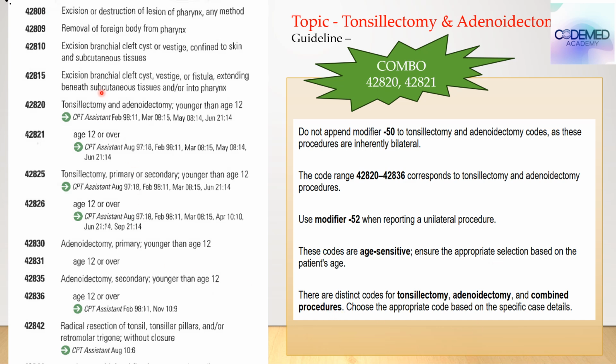Now, if you see all these codes, there are codes only for the tonsillectomy, there are codes only for the adenoidectomy, but there is one combo code. The combo codes are 42820 and 42821. So if you see the language of these codes, they include both tonsil as well as adenoid removal. And in your documentation, if the doctor has removed the tonsils and adenoids, you can use this combo code over the individual codes. Okay, so this is very, very important.